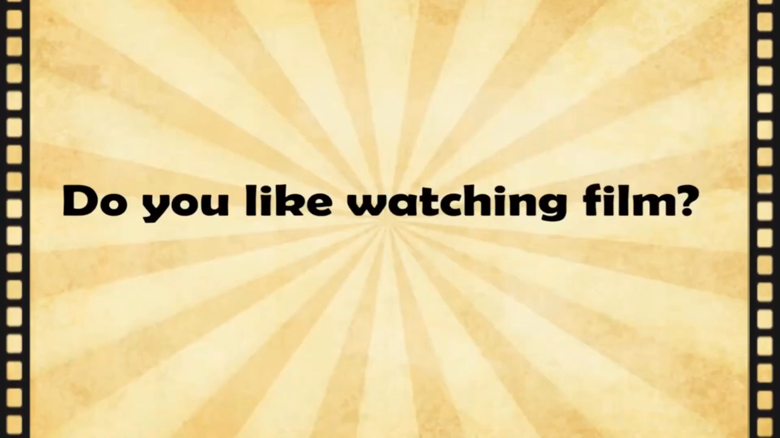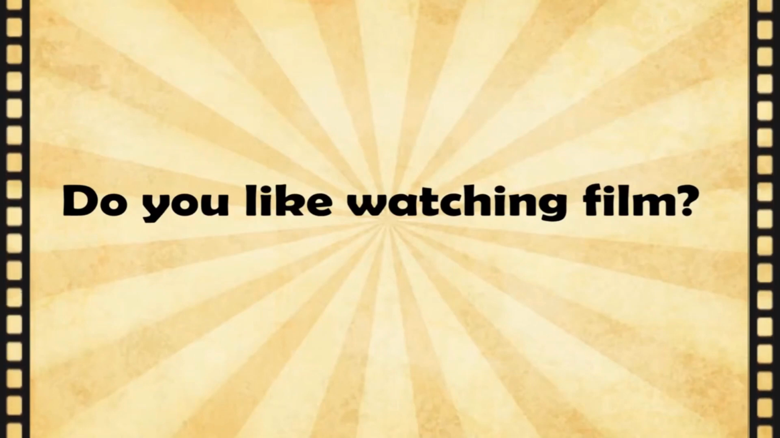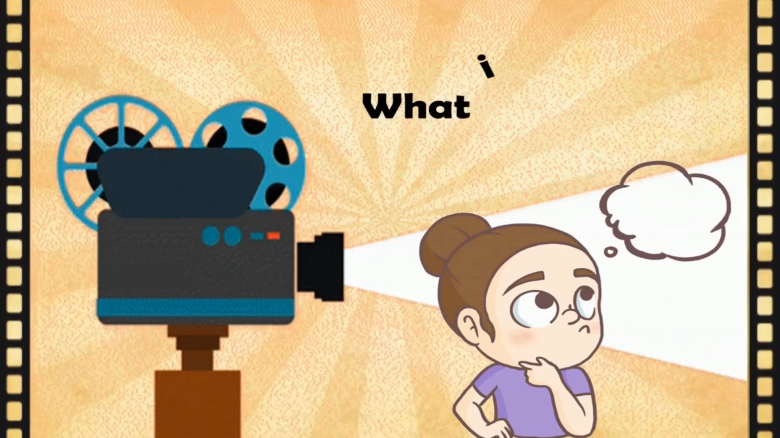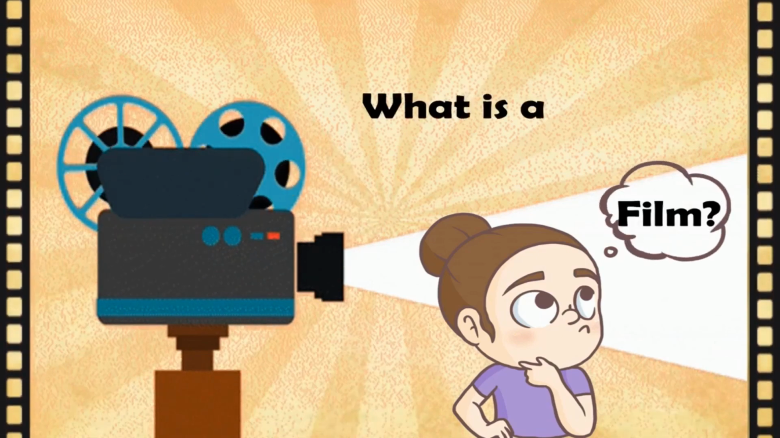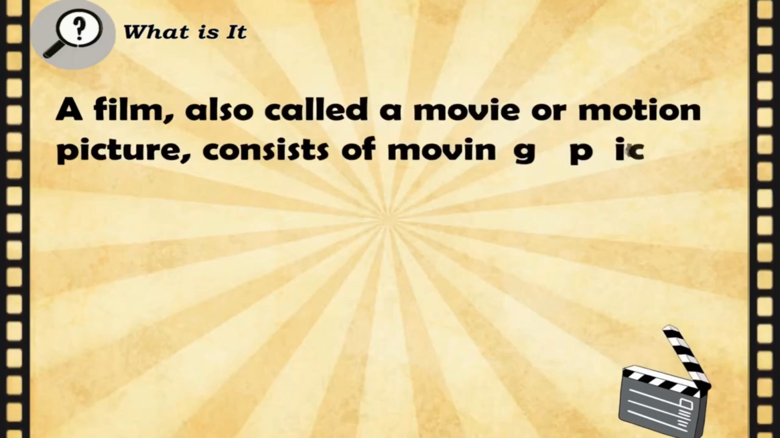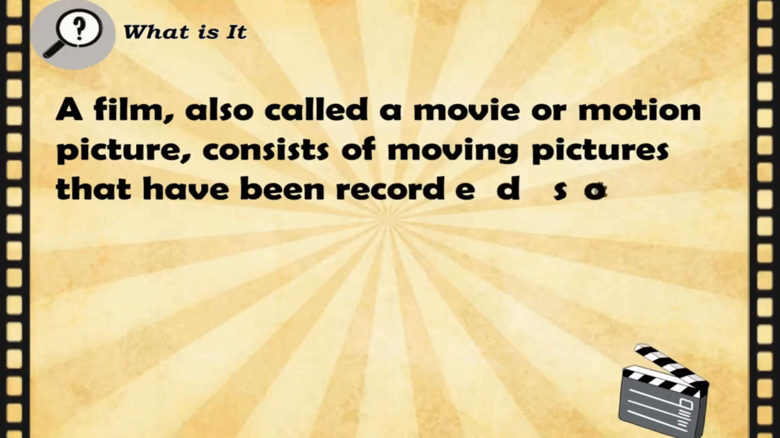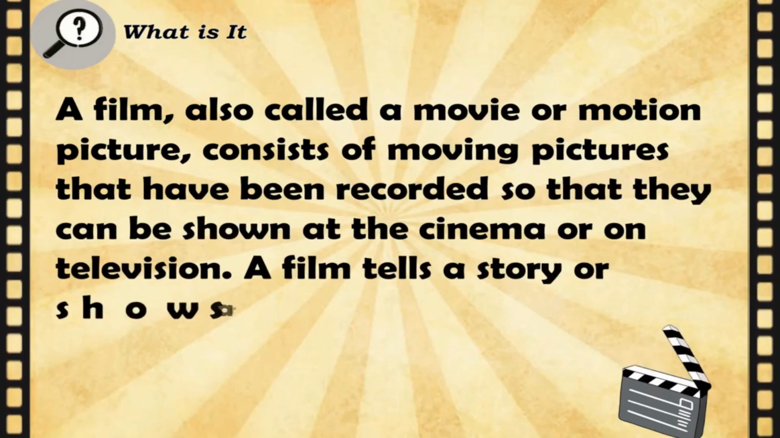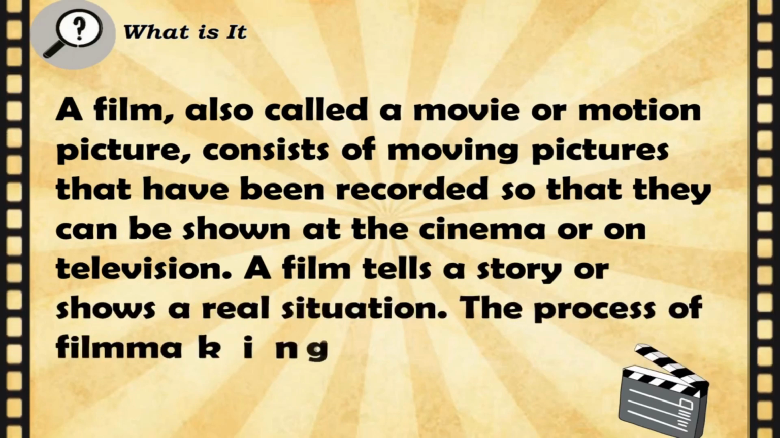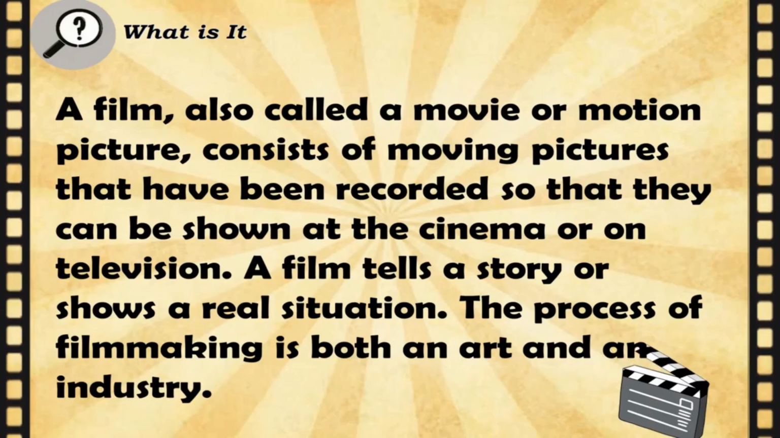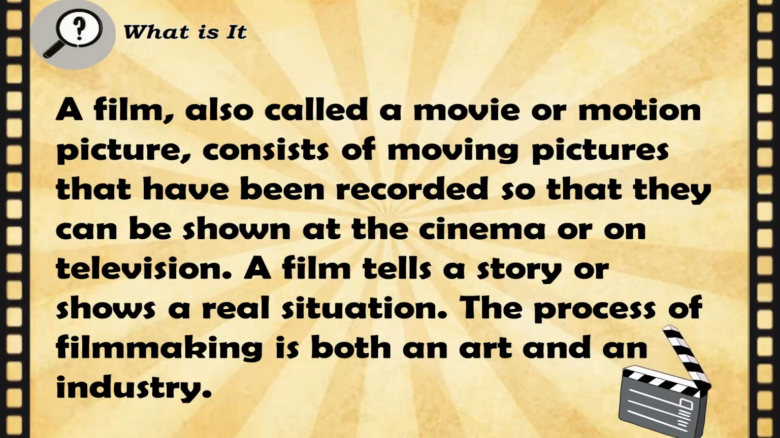The answer? Fantasy. Do you like watching film? So now, what is a film? A film, also called a movie or motion picture, consists of moving pictures that have been recorded so that they can be shown at the cinema or on television. A film tells a story or shows a real situation. The process of filmmaking is both an art and an industry.